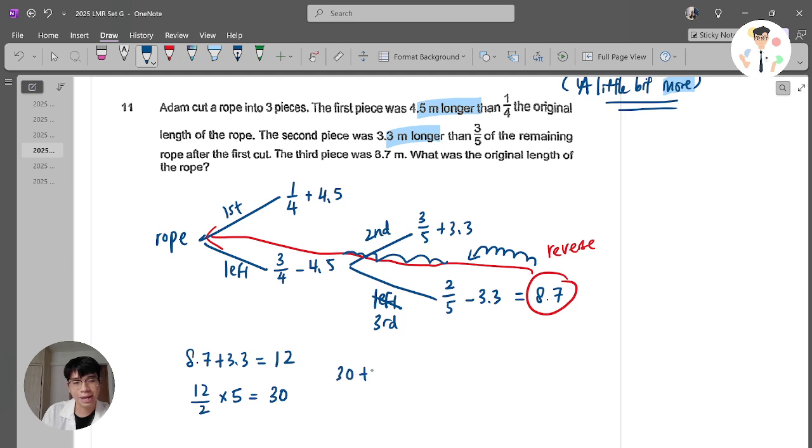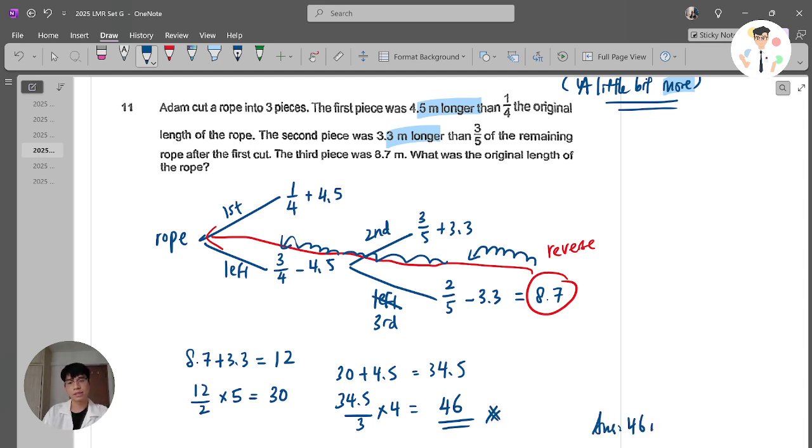30 plus 4.5 will be equivalent to 34.5. Then I need to divide by 3 and times 4, and the answer is 46. Yes, and you are done for this question. 46 meter. Okay, simple.